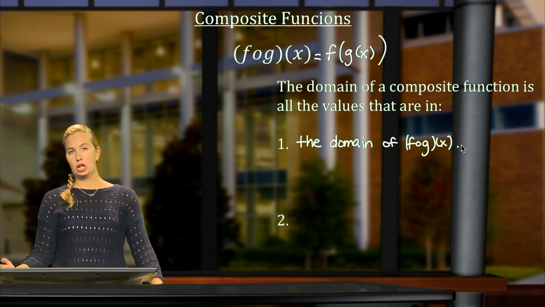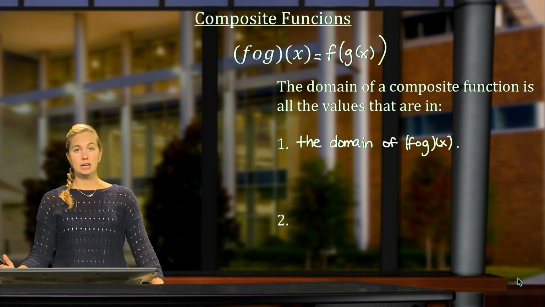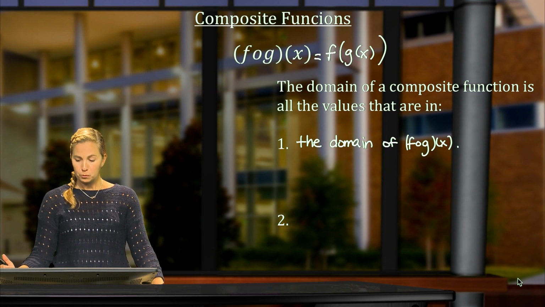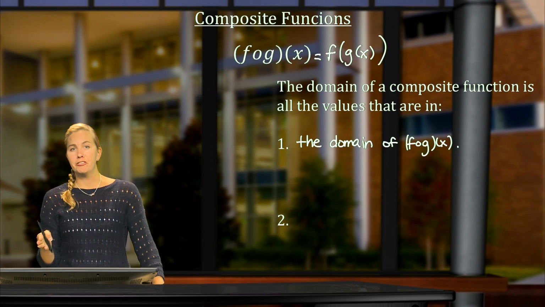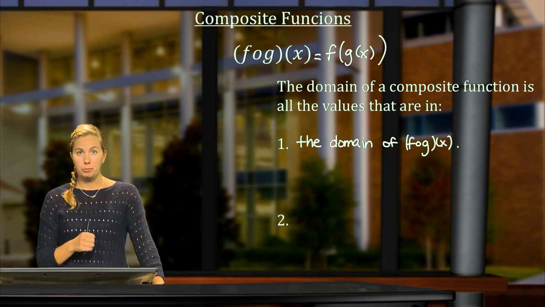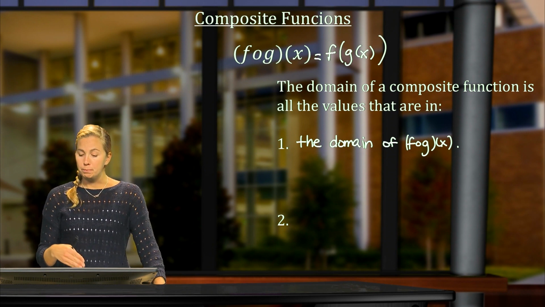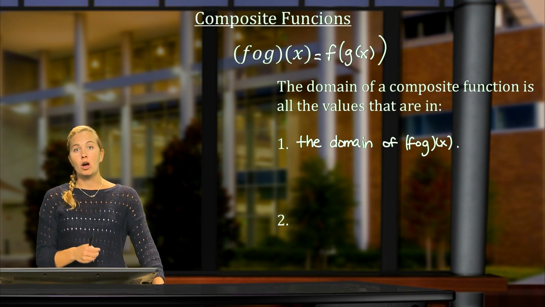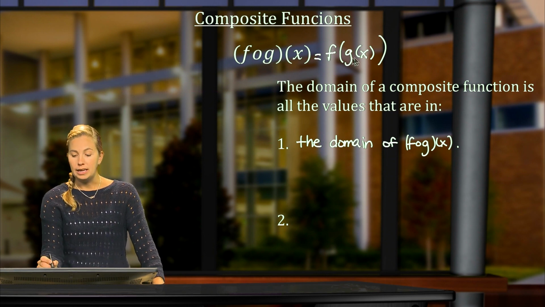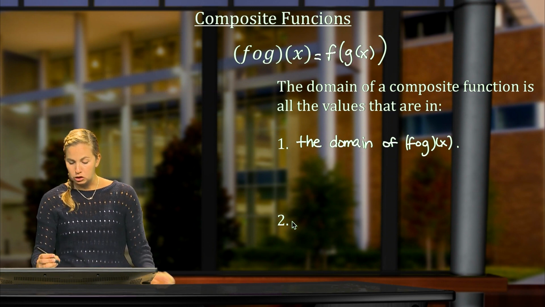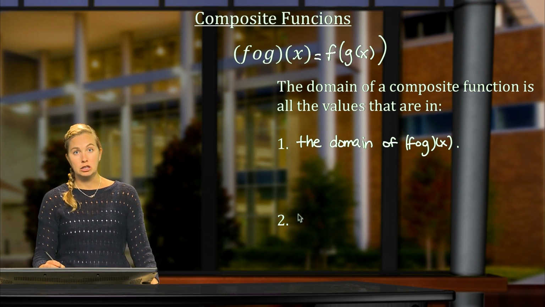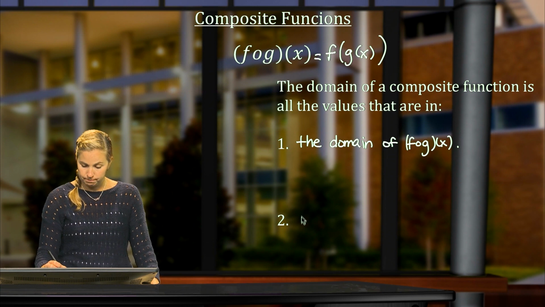In a few minutes, we're going to look at some examples of constructing composite functions. When we're done, we're looking at just a traditional function where we're identifying if there are any restrictions to the domain. But because it is a composite function, we also have to take into account the inside function. So this is where number 2 is. Number 2 is we also have to look at the values that are in the domain of your inside function.